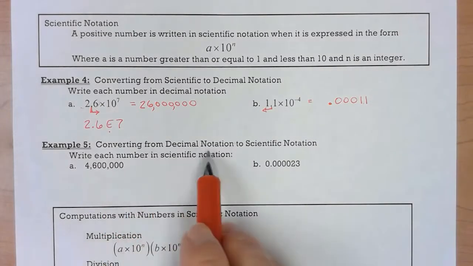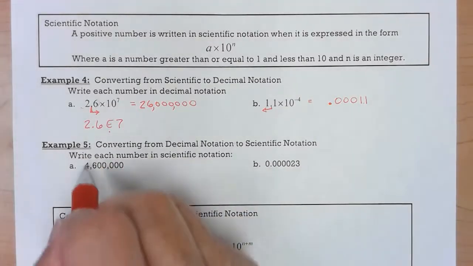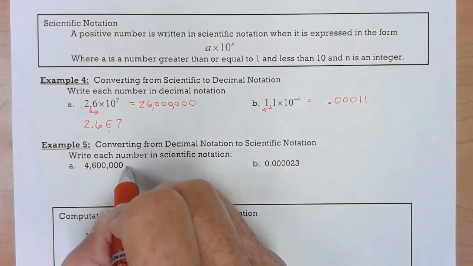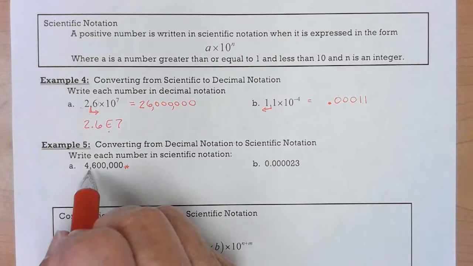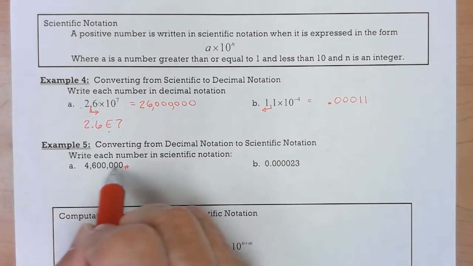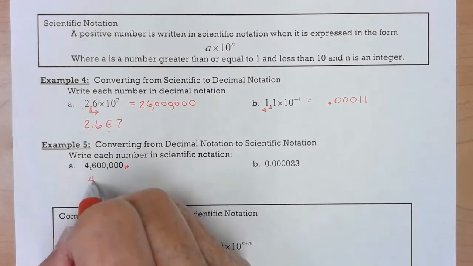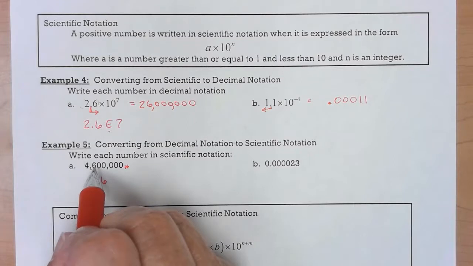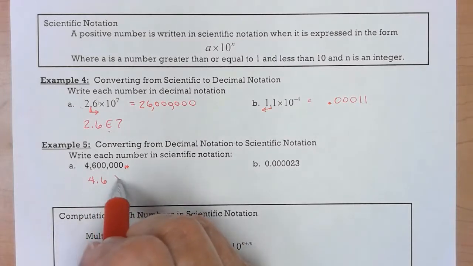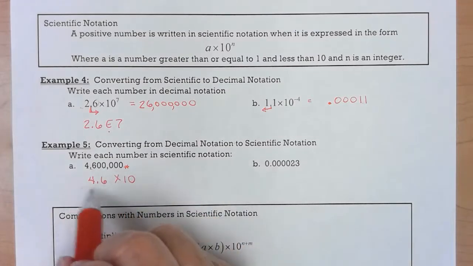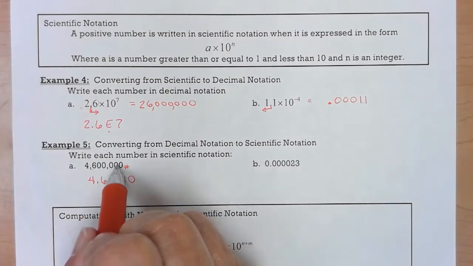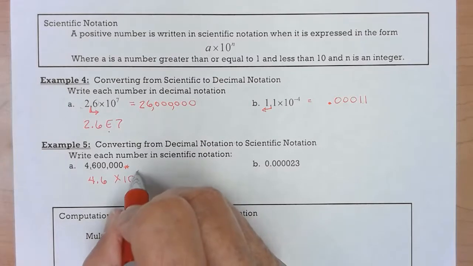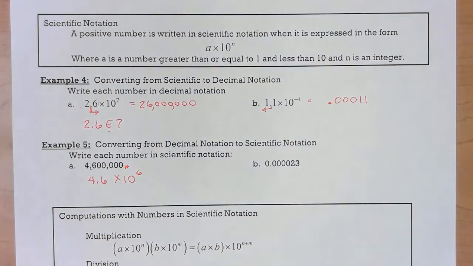Now going from decimal notation to scientific, we've got to move the decimal, which is here, back to here. Since this is a big positive number, my exponent's going to be positive. So I've got 4.6. Remember, this number has got to be between 1 and 10, actually 1 and 9. Times 10. Now how many places did I go to move this decimal? 1, 2, 3, 4, 5, 6. So that would be 4.6 times 10 to the 6th.